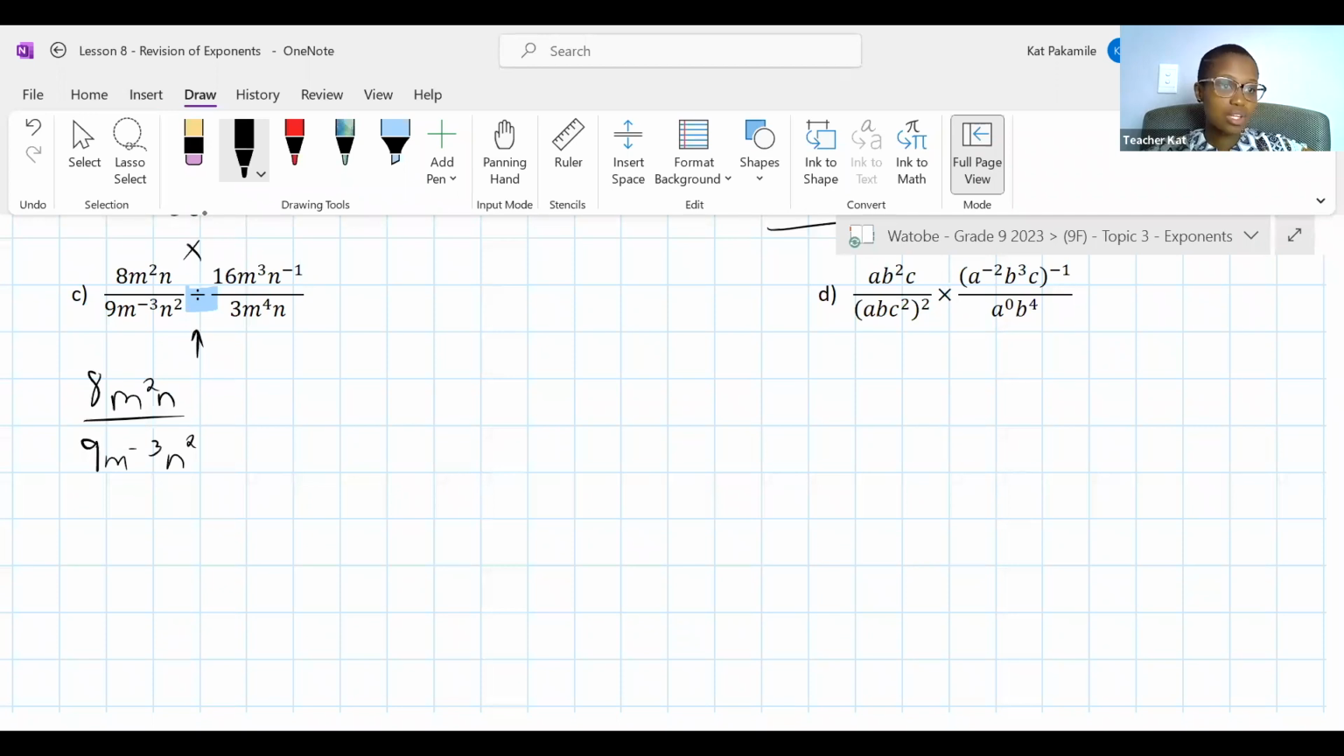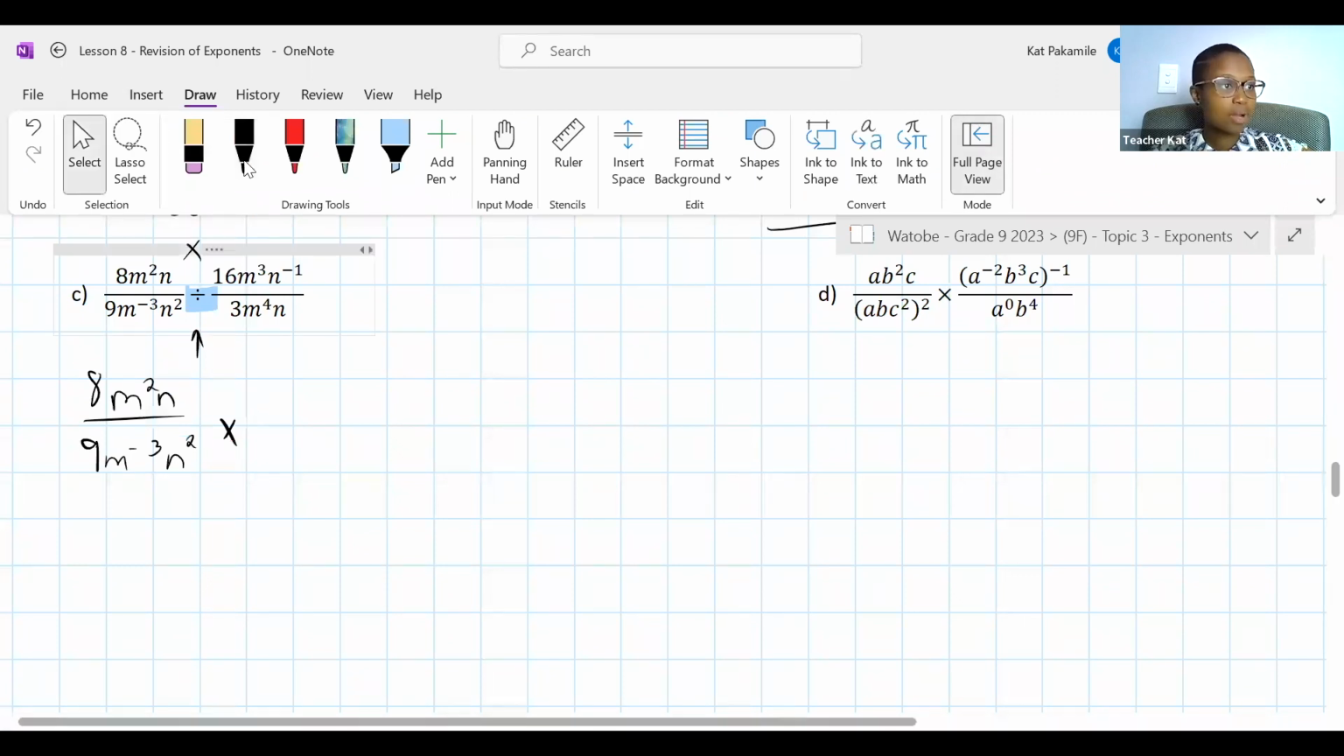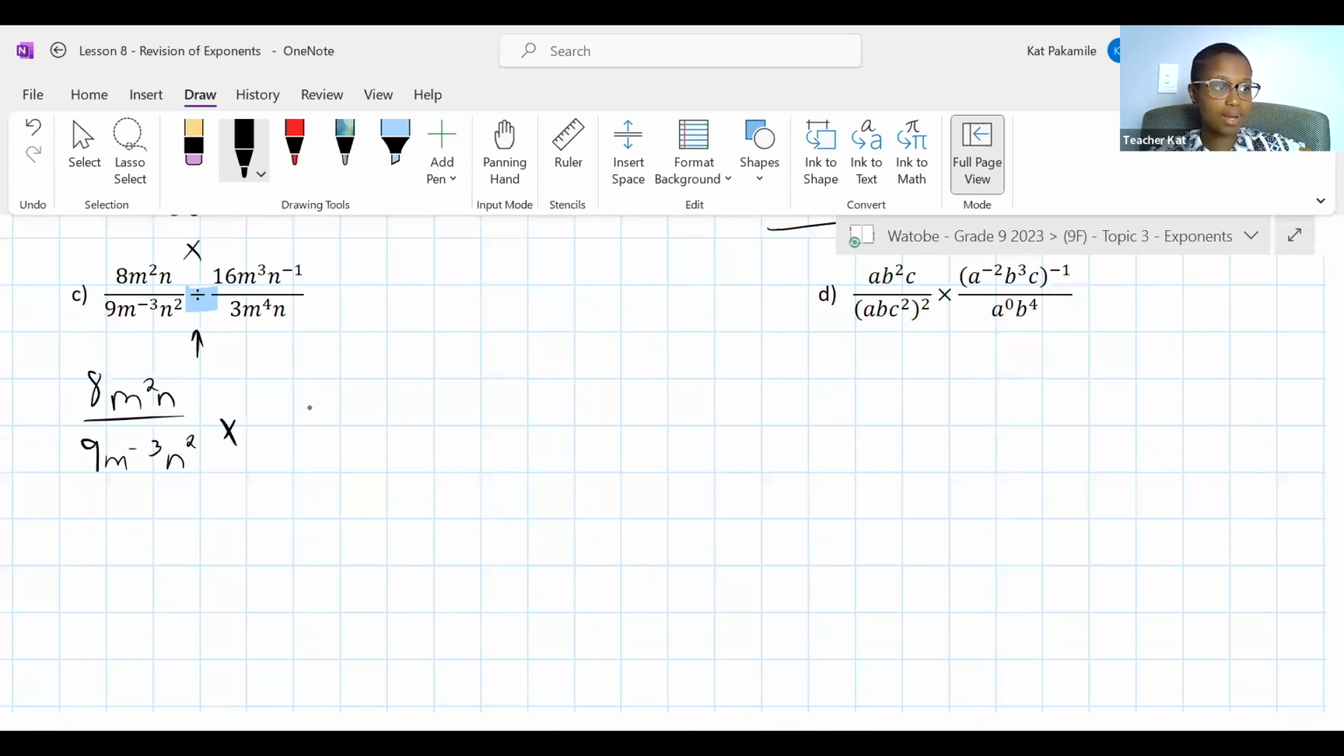Now remind me, if I change that to a times, what am I going to have to do to the second fraction? Tell me in the chat. I have changed my divide to multiply. So what do I have to do to the fraction? Switch. Thank you. Flip it, switch it. Yes. So your 3m to the power of 4 times n goes to the numerator. And your 16m cubed n to the power of negative 1 goes to your denominator.